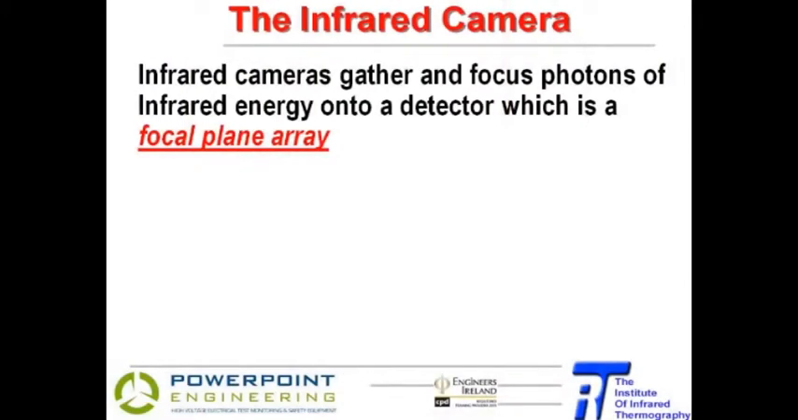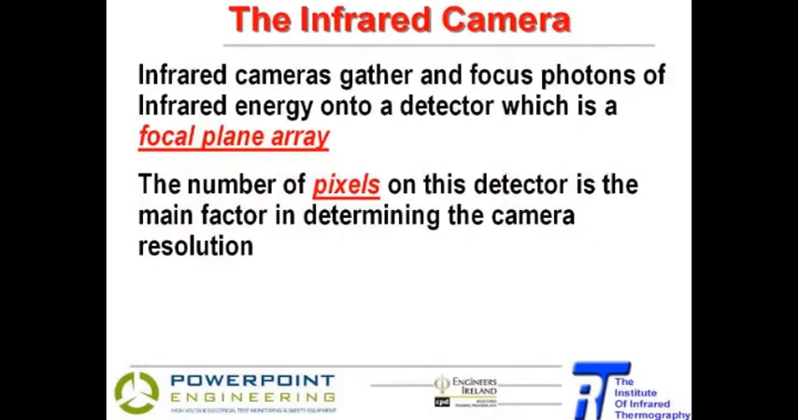What happens is the camera gathers and focuses photons of infrared energy onto the detector, which we call a focal plane array. If you imagine, you may have done it, I certainly did when I was a youngster, you'd get a magnifying glass and be out in the sunshine and set fire to something with it. What you've done is focus the rays of the sun through that lens onto the piece of paper or whatever it happens to be. That's then the focal plane. That's the focal length of that lens. Whatever distance you held that magnifying glass away from the paper, that was the focal length of that lens. And so we construct the cameras so that they focus all of that energy onto a detector, which we call a focal plane array.